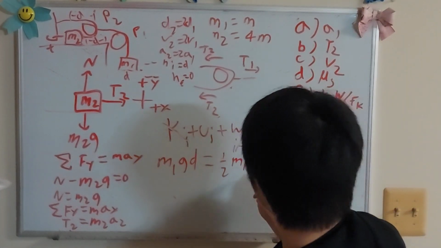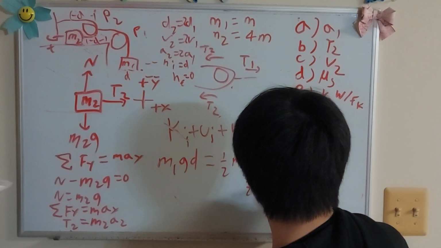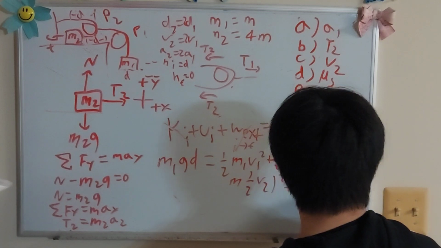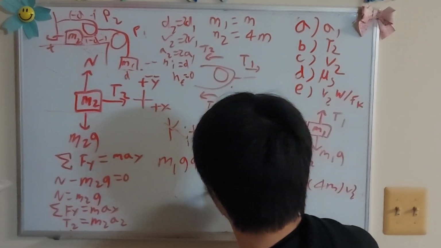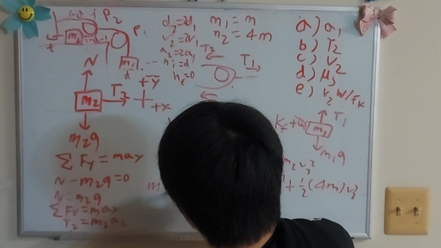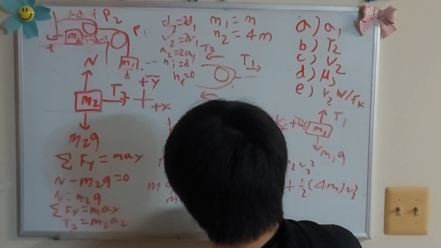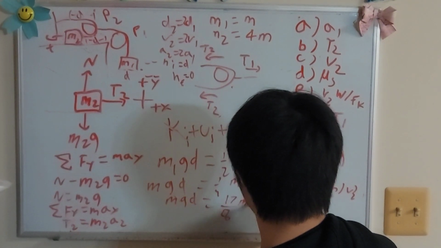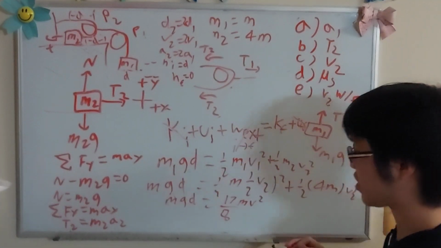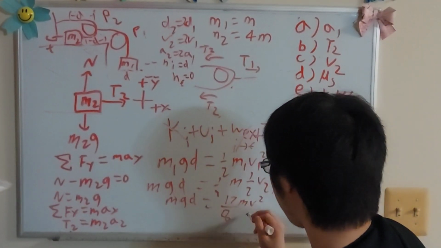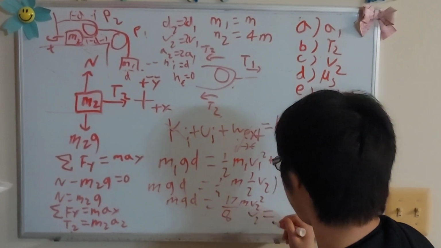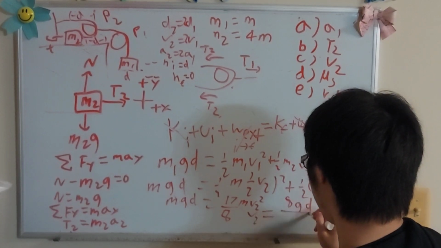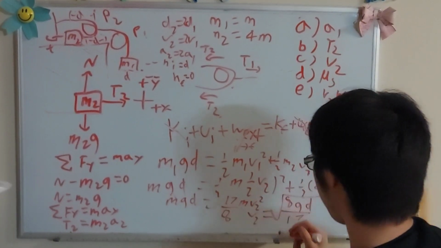Since we know the relationships, we can plug everything in, and get that m1gd is equal to 17/8 m v squared. I'm speeding this up because I have to get to the other parts. And if we carry out the calculations for velocity 2, we end up getting that 8gd over 17 is our final answer.